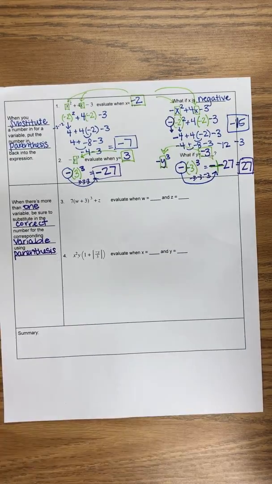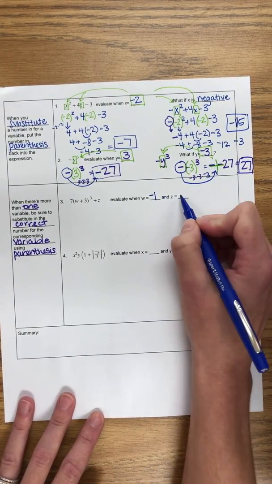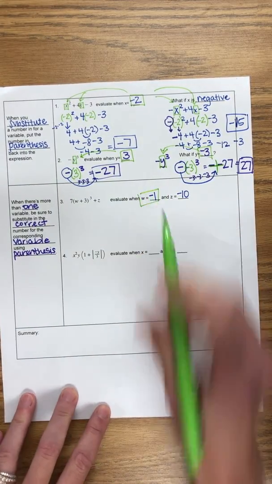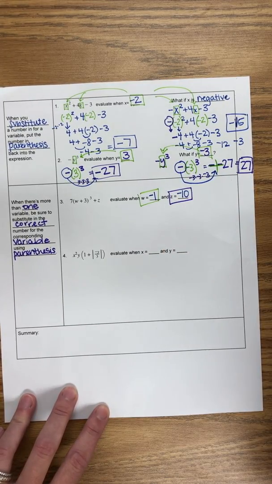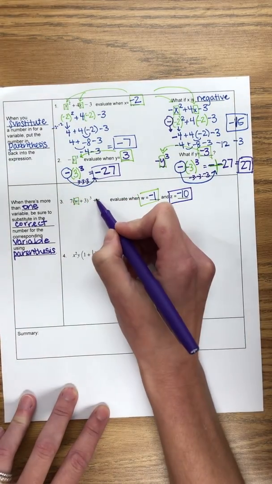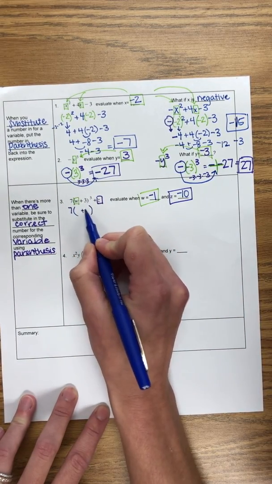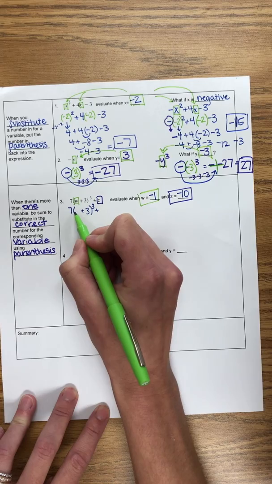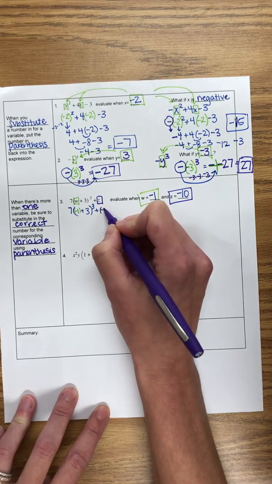Okay, so number 3, we're going to evaluate when w is negative 1 and z is negative 10, and I'm going to color code these. So I'm going to use w as green and z as purple. And that means this w is green and the z here is purple. Everything else stays. And then we want to use parentheses, so negative 1 goes in here. And z is negative 10.